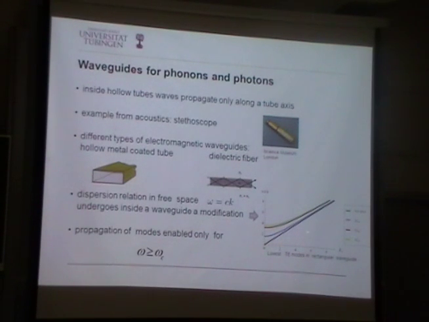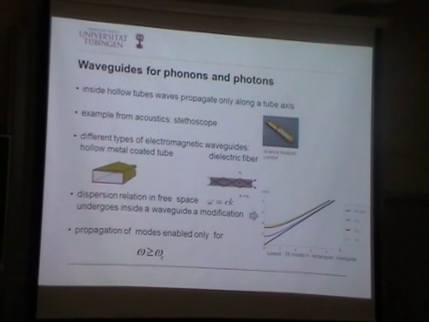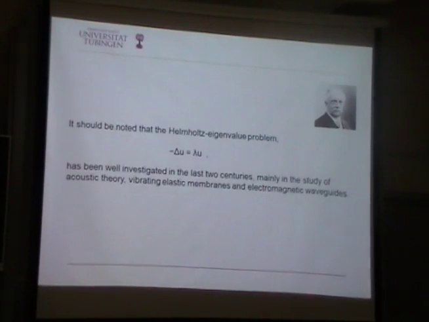So the free space dispersion relation, which is the case of photons and phonons, gets modified, and there is a particular frequency, and below that frequency, no mode is able to propagate, and we talk about evanescent modes and so on. Actually, the Helmholtz equation eigenvalue problem is behind all that, and it has been well investigated during the last 2 centuries. Mainly in the study of acoustic theory, vibrating elastic membranes, and electromagnetic waveguides.